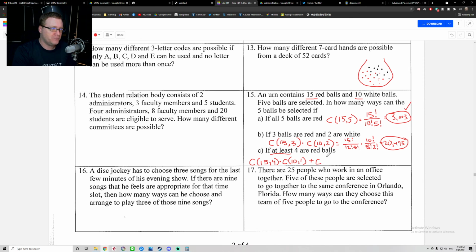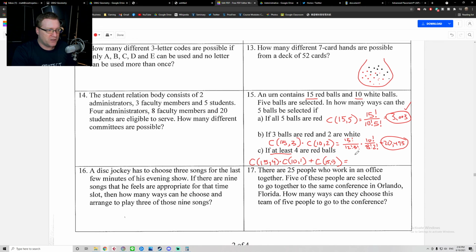All right, 15 choose 5. And when we do this and we add it all together, that's going to give us not the probability, but the number of ways we can get at least 4 red balls. All right, so we could get 4 red and 1 white, or we could get 5 red. That's all the ways you could do it.